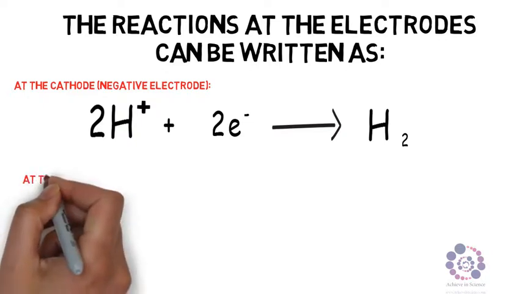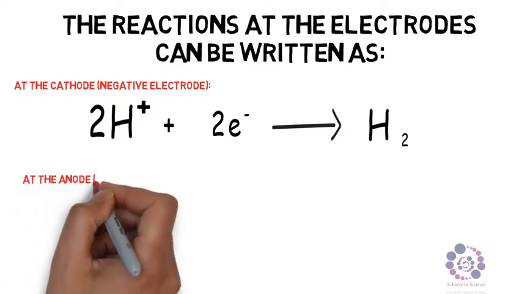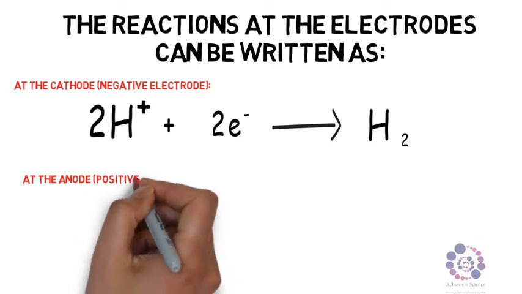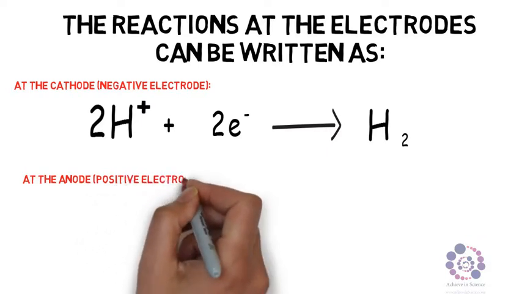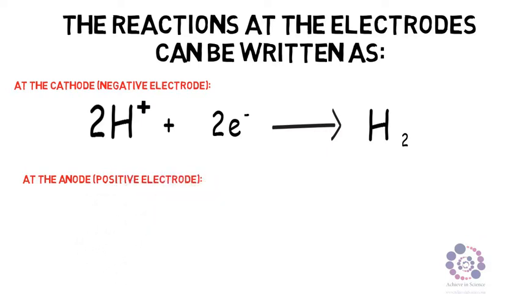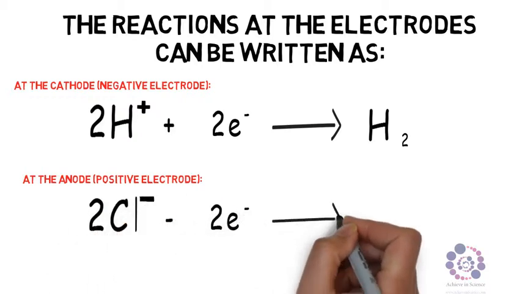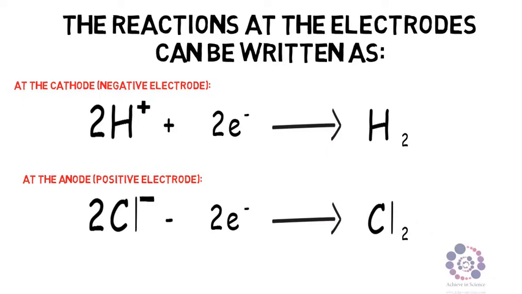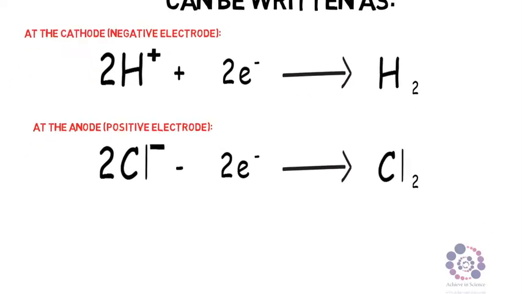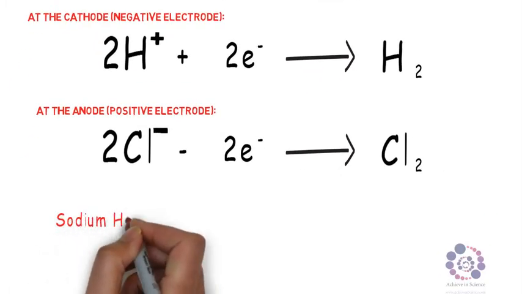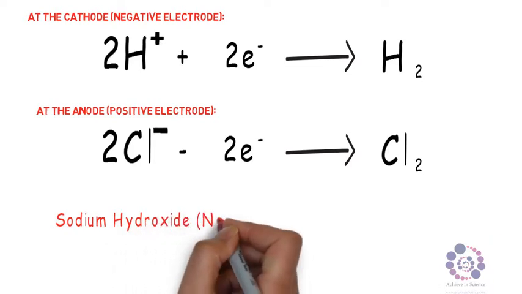At the anode, on the other hand, the positive electrode, two chloride ions are attracted, which lose electrons to form chlorine gas. Remaining in solution then is sodium hydroxide, NaOH.